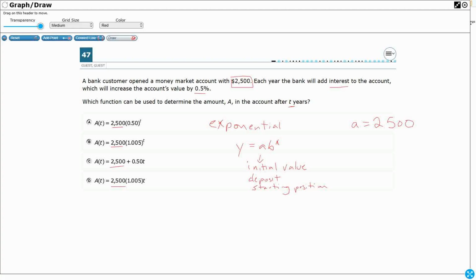Our B is going to be our rate. So this rate is given to us as this 0.5%. Now look at our rates. Our rates are given to us as decimals. So we need to convert our percents into a decimal. And this is where we get tricky because this is 5/10ths or 0.5% or per 100.